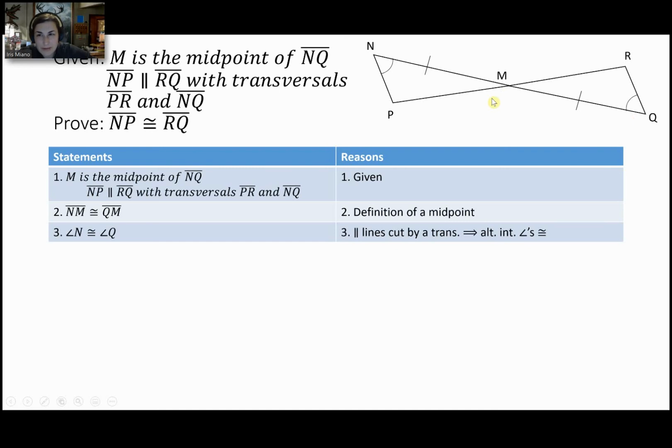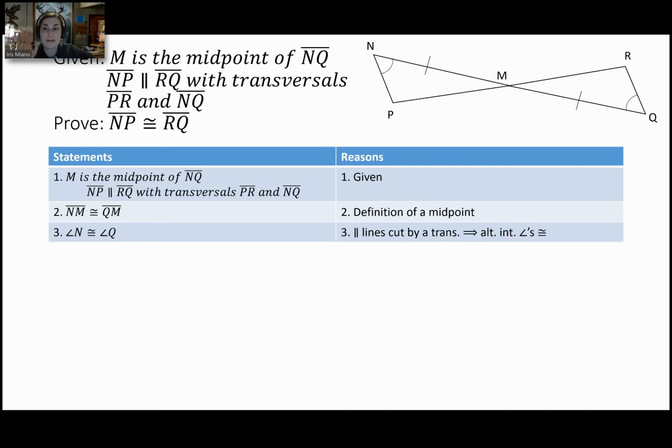So if that needs a little bit more explanation, if we want to extend these edges, that can be helpful in seeing that these angles N and Q are actually alternate interior angles, okay? So don't be afraid to add some extensions to those edges in order to make that clear for you, okay? Now there's a couple of different ways you can move forward with this next bit.